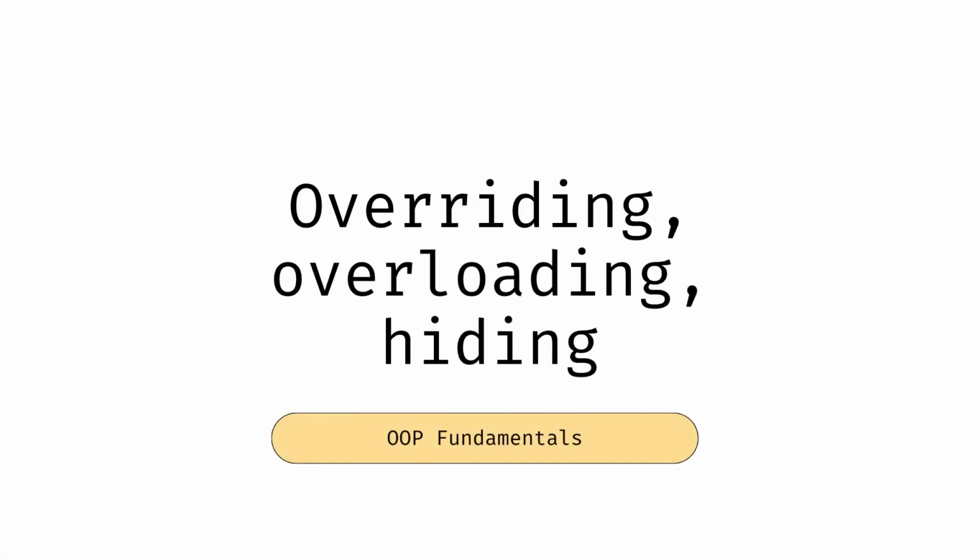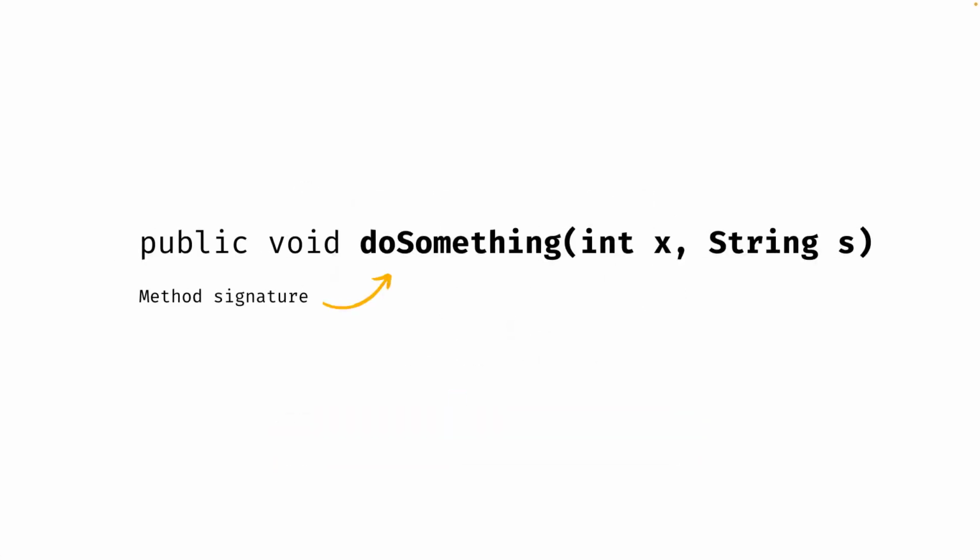Alright, buckle up. In this video, we'll be discussing some advanced concepts related to inheritance and polymorphism: overriding, overloading, and hiding. And before we do so, we need to make sure that we understand what a method signature is.